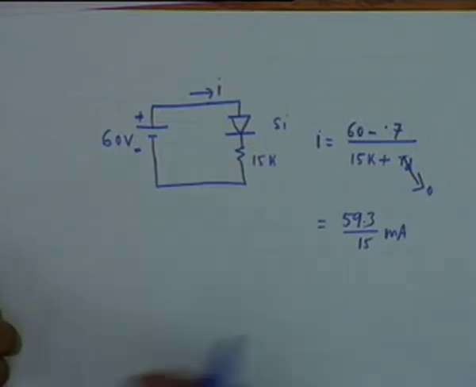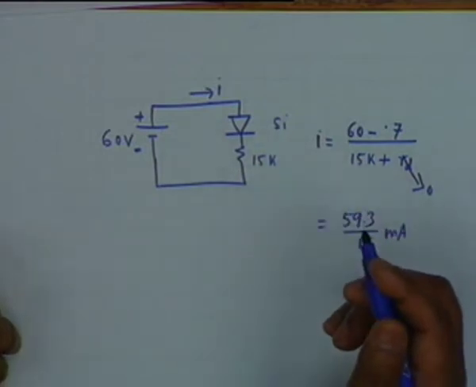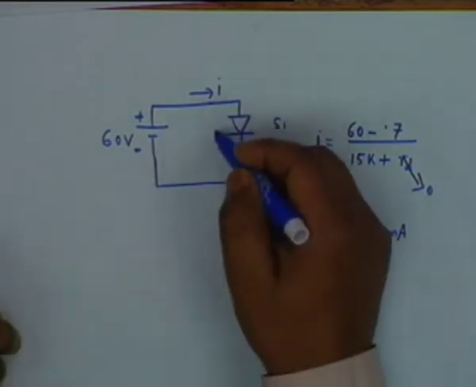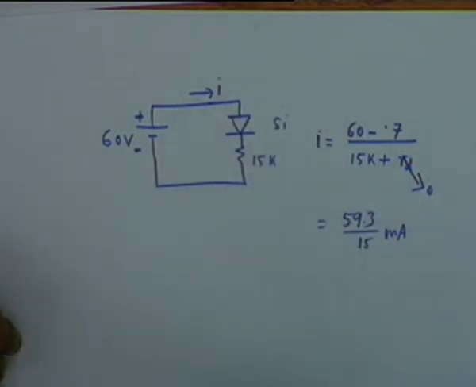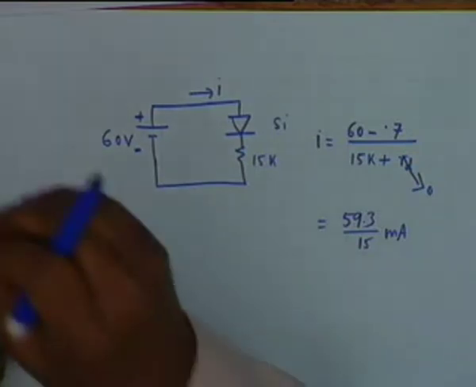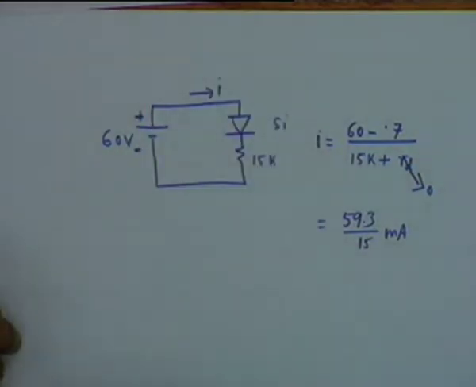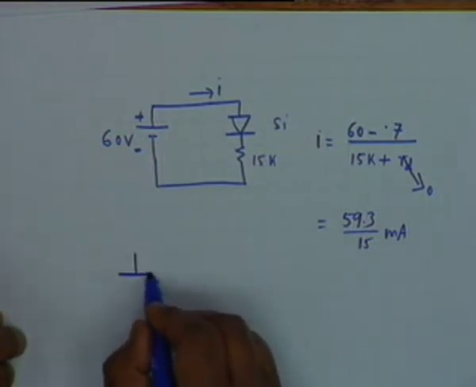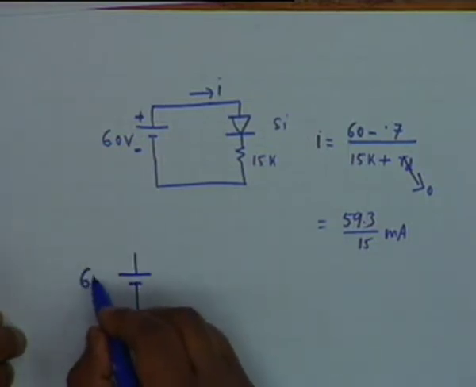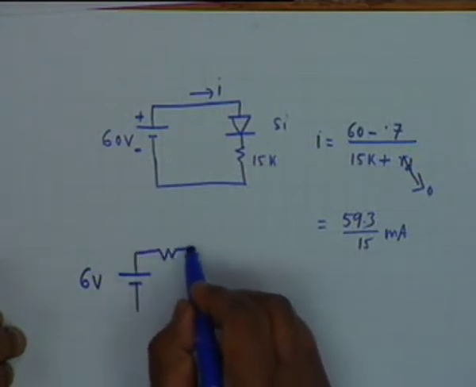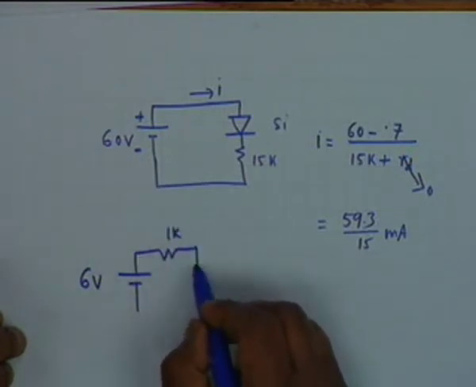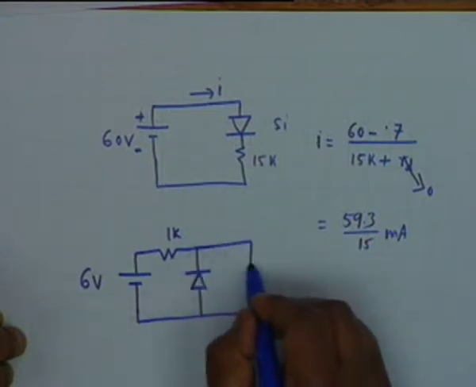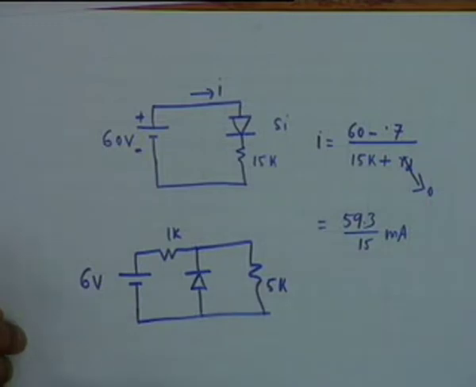If you are not ignoring IS, then you apply superposition. That is, first you find out the current due to 60 volt, then you find out due to IS. IS is now a current source. So you have a circuit in which both current and voltage sources are there, and you have to solve it exactly. For example, if I have a reverse connection, let's say I have a 6 volt, then a 1K, then a diode connected in the other direction. This would serve as a good example.